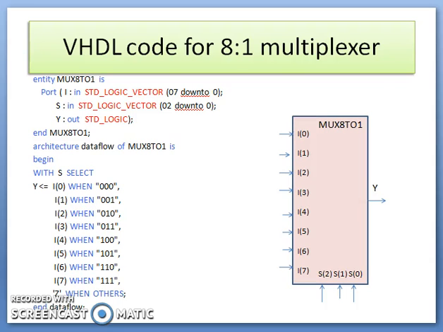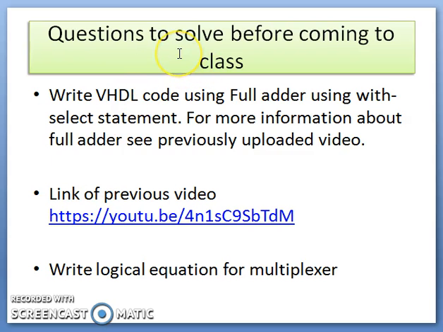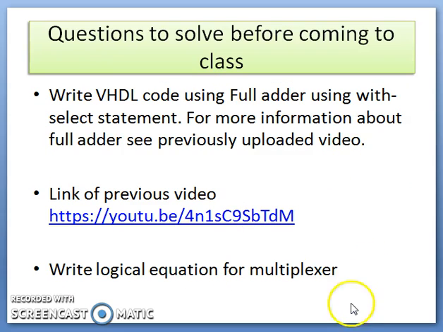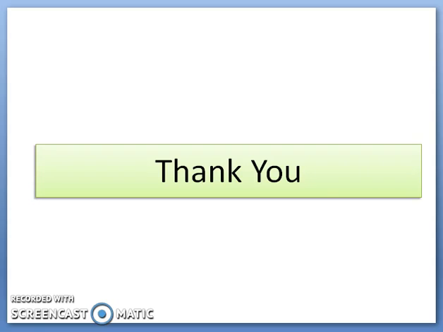Now what the student has to do is write the VHDL code for a full adder. You already know what a full adder is and its truth table. Go to this link, where this video is already uploaded, and you already studied it in the previous class. Try to write the VHDL code for it using the with select statement. After that, write a logical equation for the multiplexer. Submit this before coming to class, and then we will go further.